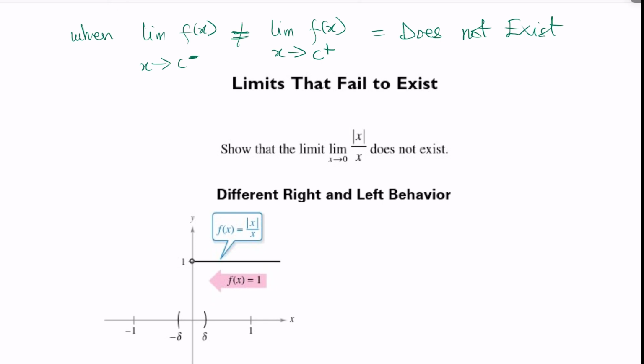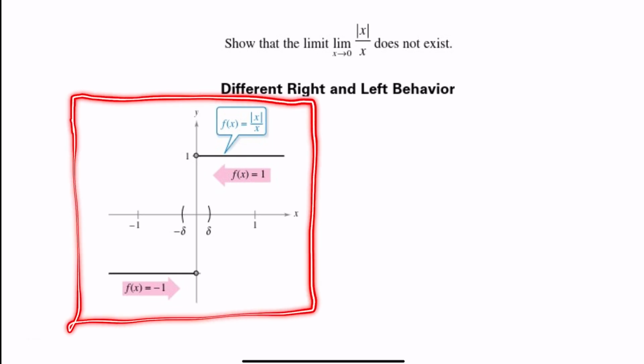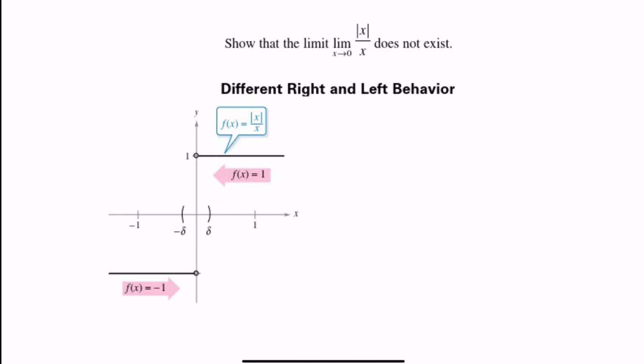So we have to show that the limit of the function absolute value of x over x as x approaches 0 does not exist. To show that, we need the graph of the function absolute value of x divided by x. And this is the graph. Now, clearly from this graph, this is 0 again, and this is the right-hand side of 0. And this is the left-hand side of 0.